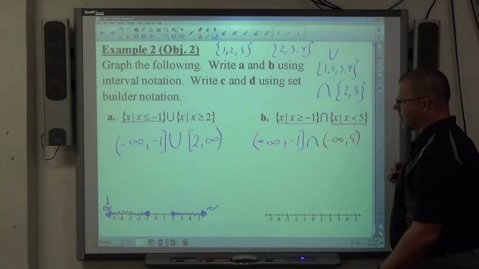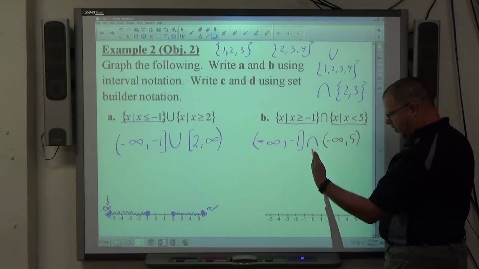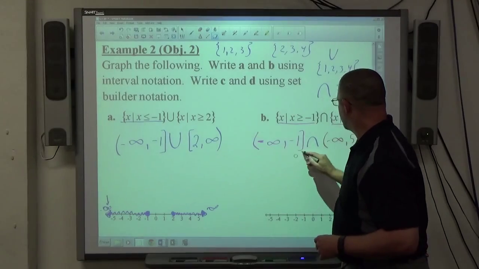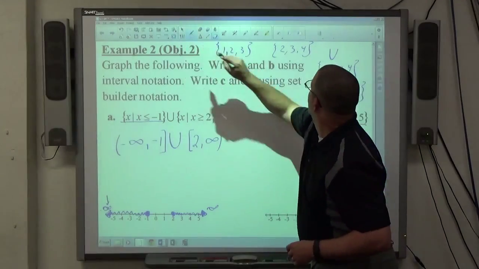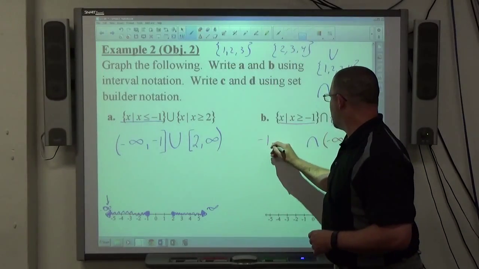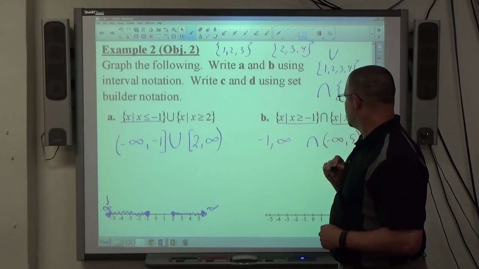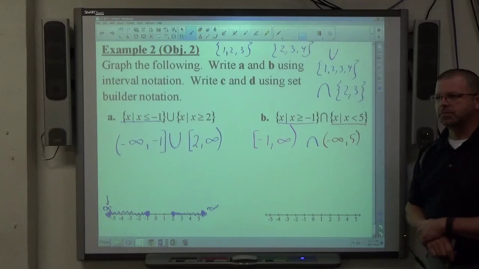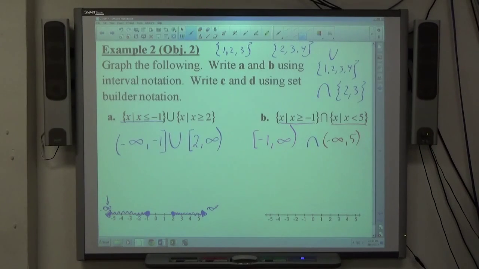It's everything greater than or equal to -1, so we'd actually start at -1 and go this way. We should have written it this way; we wrote it backwards here. We're going to go from -1 to positive infinity, and we're still going to bracket the -1 and put a parenthesis on infinity. All right?